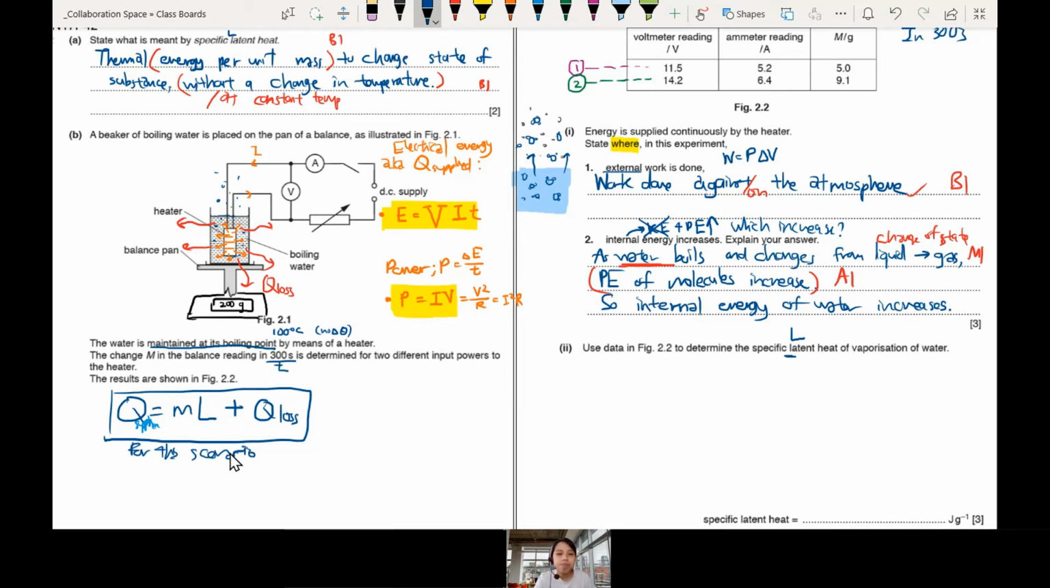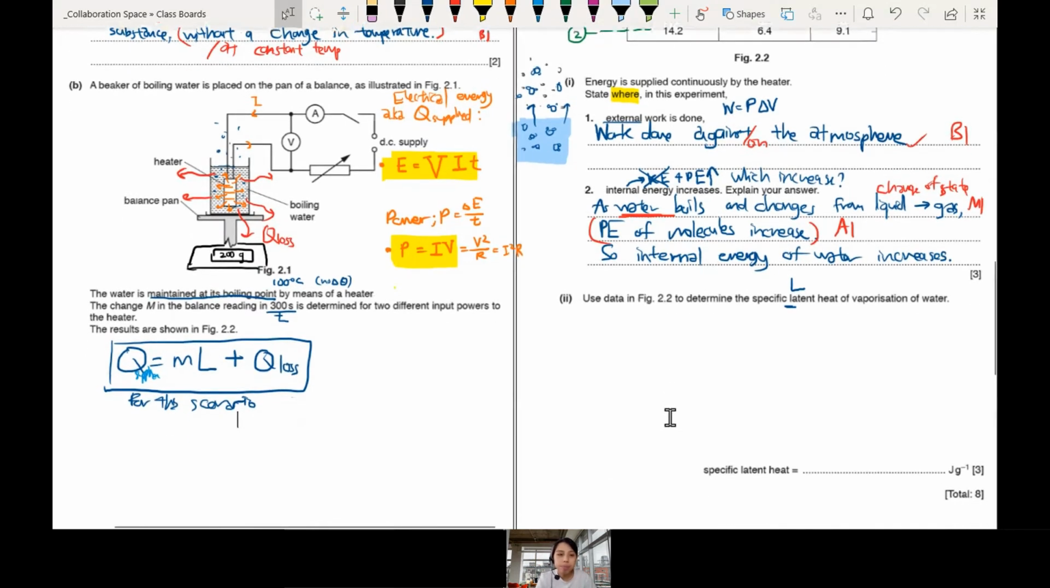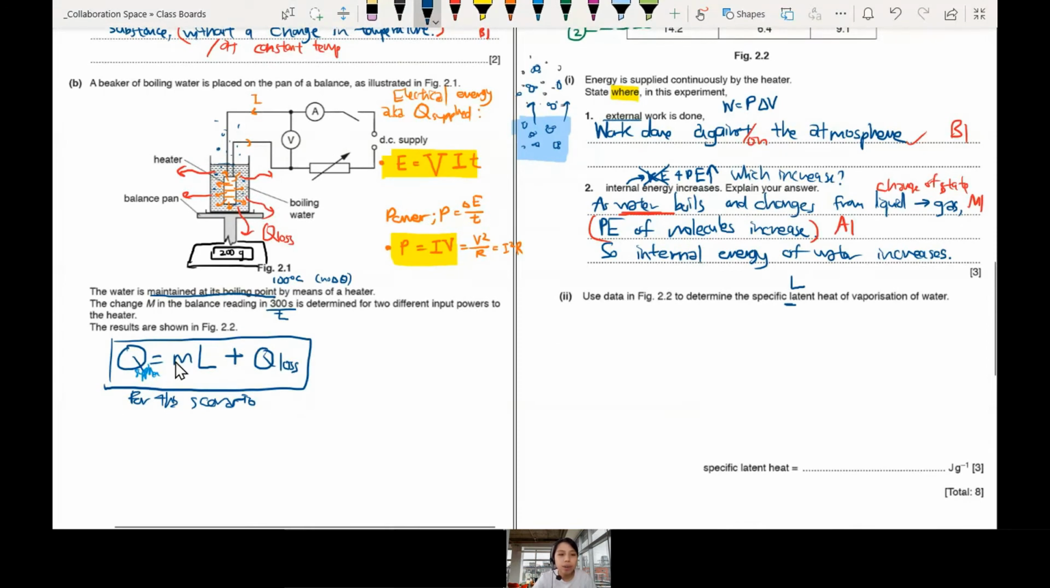So maybe what we can do here is convert everything to power. So I divide all this by time t. So Q over t equals ML over t plus Q loss over t. So Q over t is energy over time, heat energy over time. That's power. Power is IV. So I'm going to put here IV of our heater. ML over t, I'm just going to leave it there.